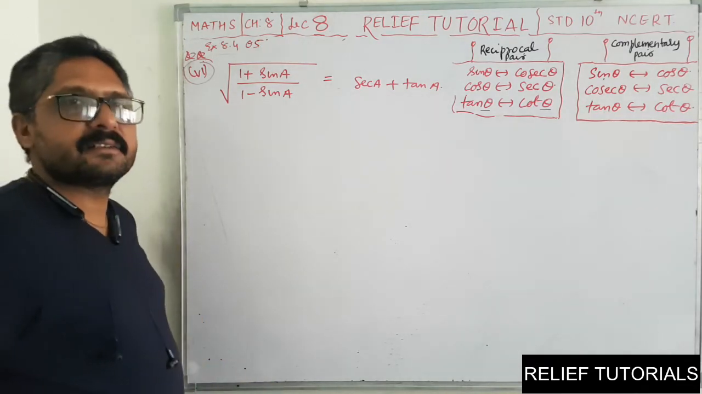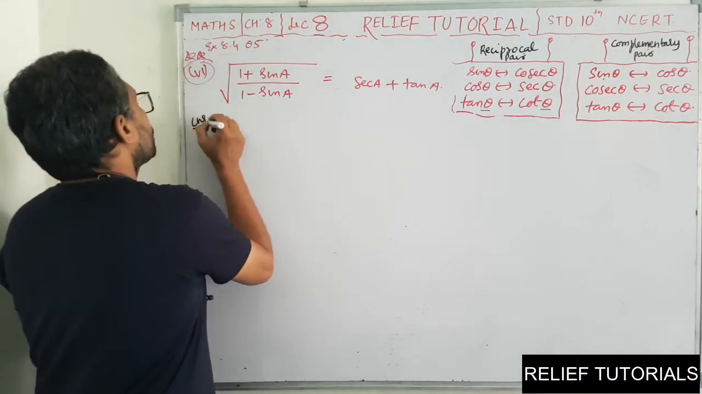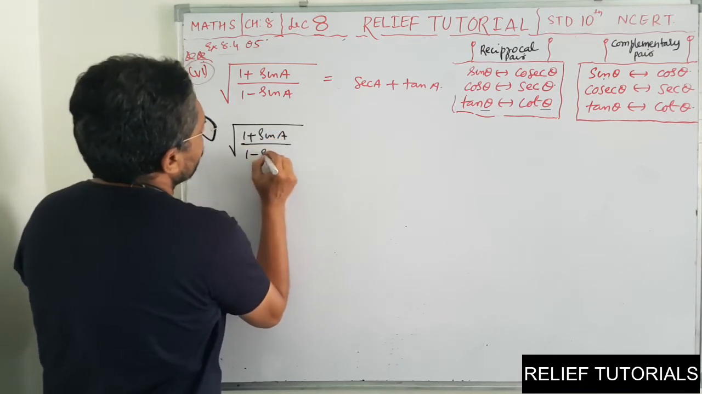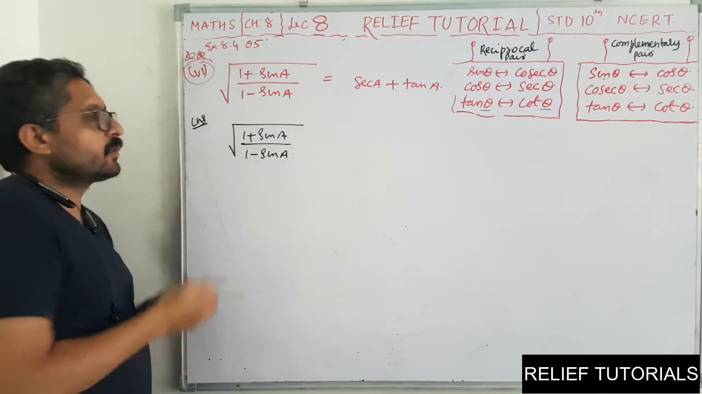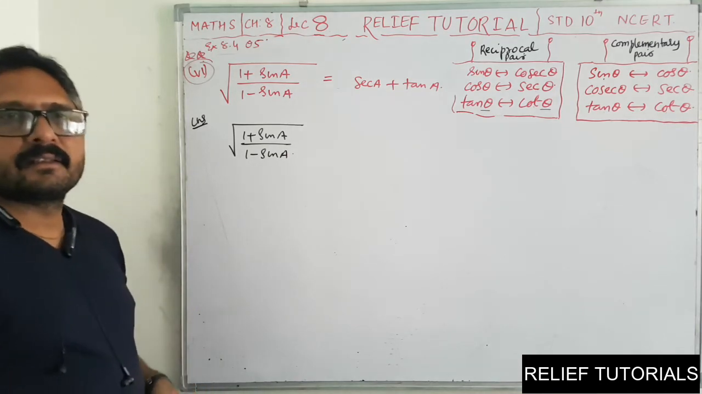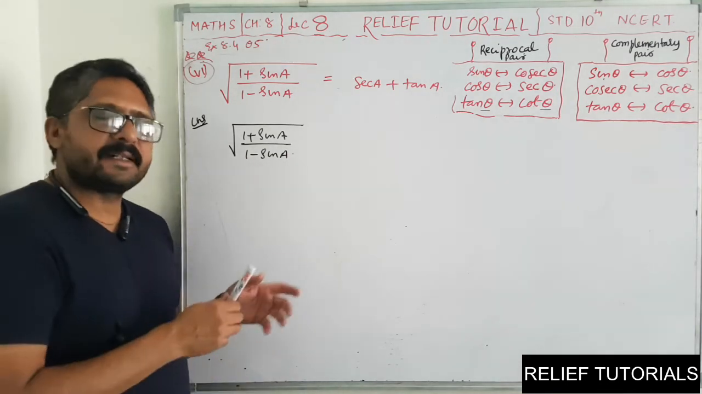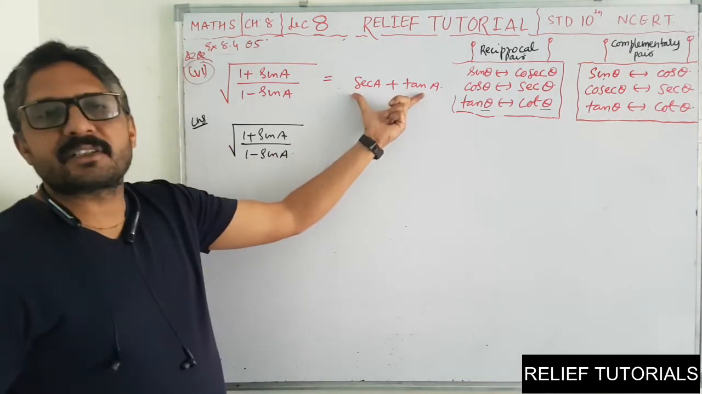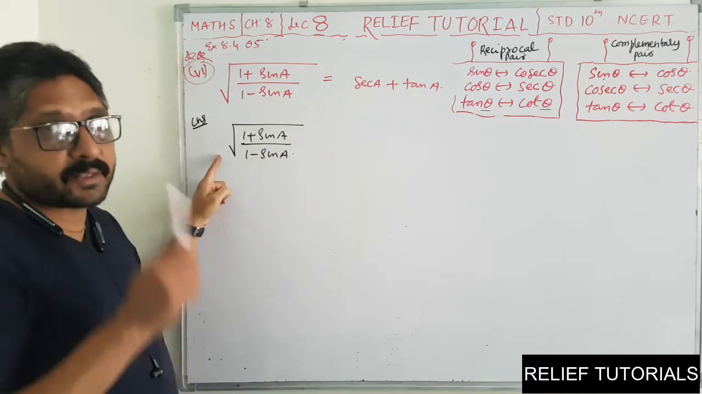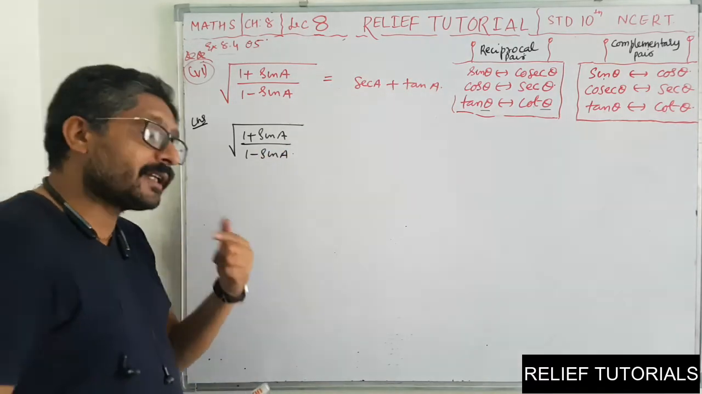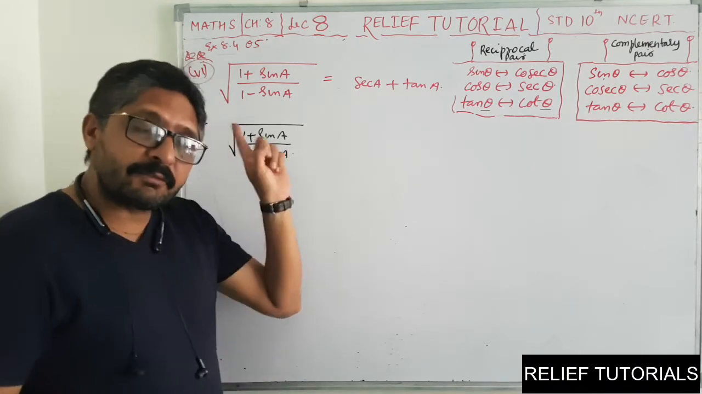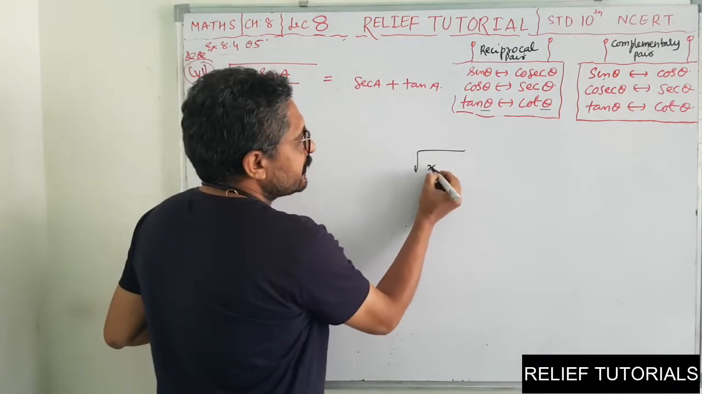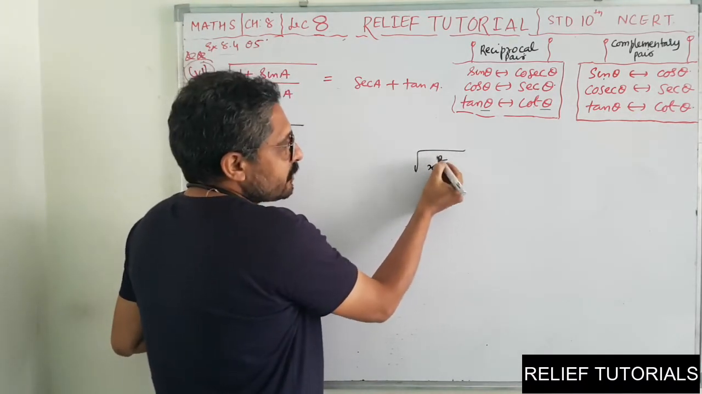First I will write LHS. Already it is in sine, so it is not necessary to convert it into sine or cos. You have to think algebraically. This is LHS and this is RHS. In RHS we don't have a root, but here there is a root. So the first thing is to remove the root. How do we remove the root? We learned that in 9th standard. If you want to remove a root, there should be a square inside, so the square and root will get cancelled.